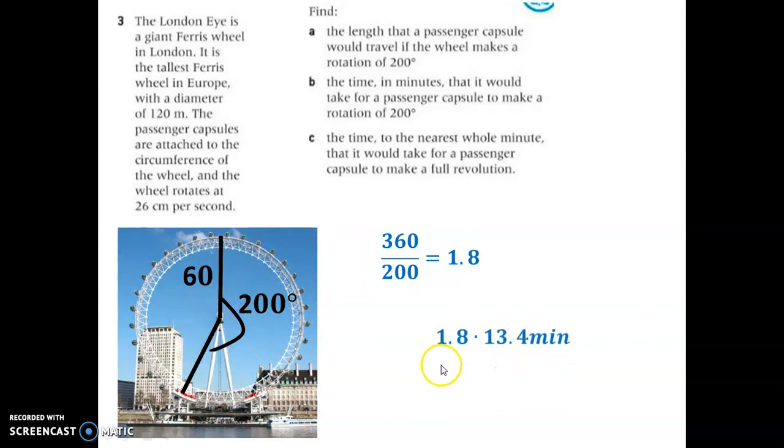And then we can take that number and multiply by, we know this took 13.4 minutes, and we know now that all the way around is 1.8 that far. So 1.8 times the 13.4 minutes will tell us how much it takes to finish it off. 24.1 minutes to go all the way around.